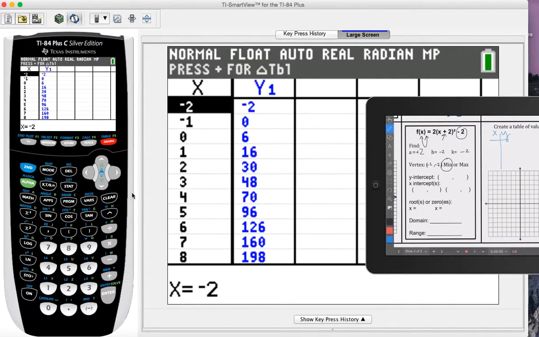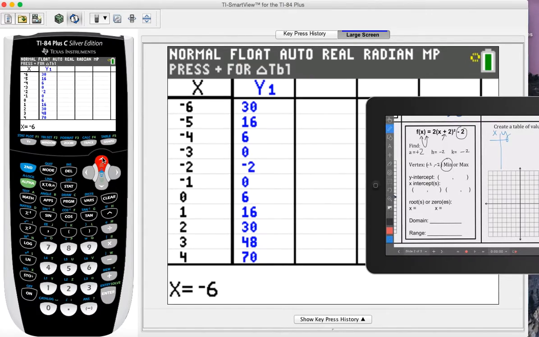Now let's find the vertex, or the point where everything around it just repeats. So 0, 6, 16, 0, 6, 16. So my vertex is (-2, -2). That's my vertex. Now my x-intercept is the point having a y value of 0. So there's two of those. x equals -3 and x equals -1 are two roots.